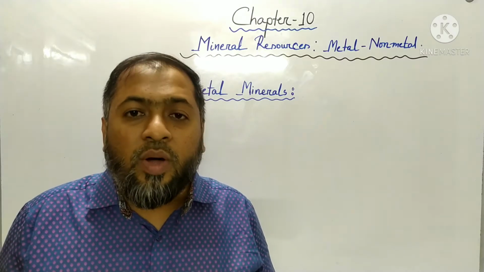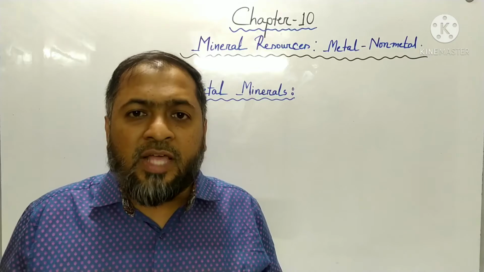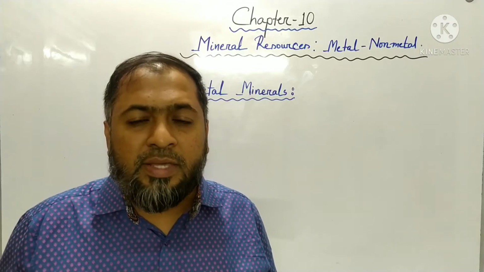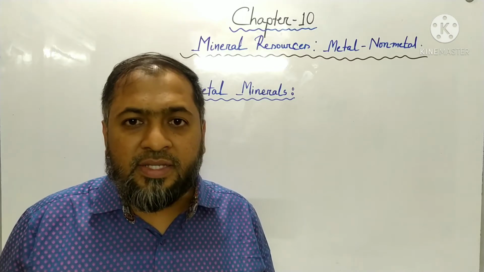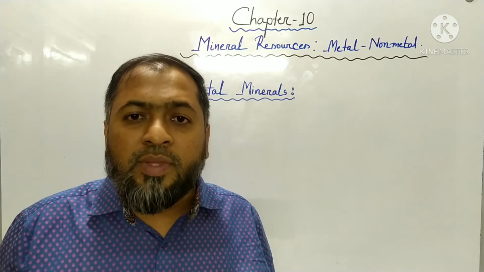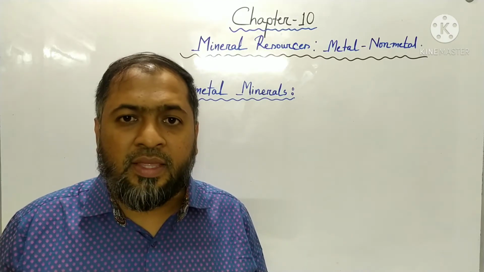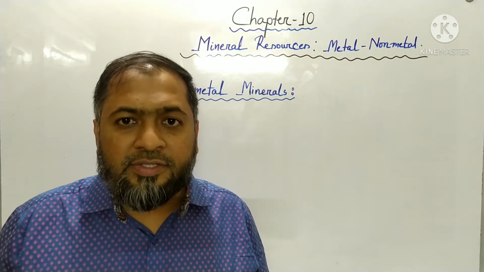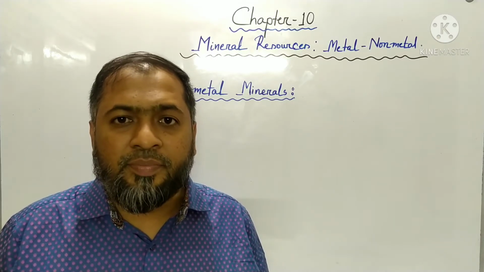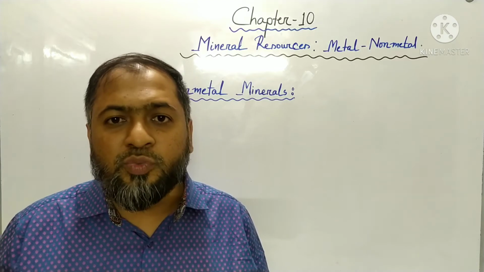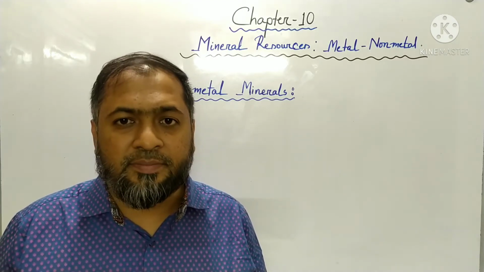Now students, what are the uses of sulfur? We know sulfuric acid is one of the most important chemicals which is widely used in various industries, and one of the most important components of sulfuric acid is sulfur. And in rubber industry, sulfur is added with rubber to make it durable, and the method through which we add sulfur with rubber is known as vulcanizing.